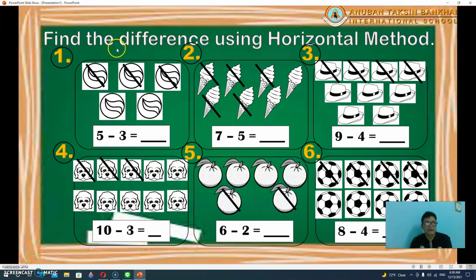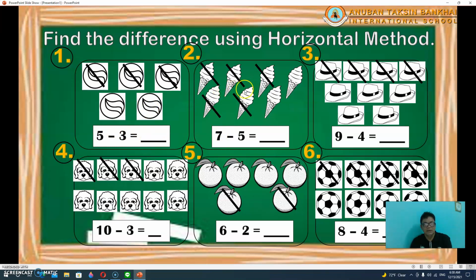Okay. So we're going to find also the difference using the horizontal method. Okay. So you look at the picture. So what are these? Marbles. 5 marbles minus 3 equals 1, 2. Okay. 2.